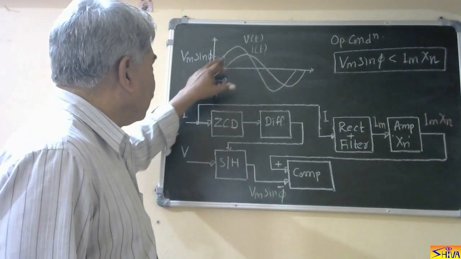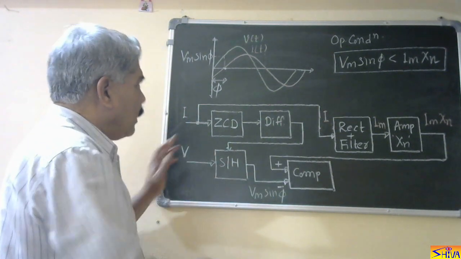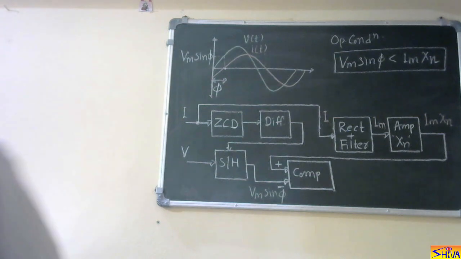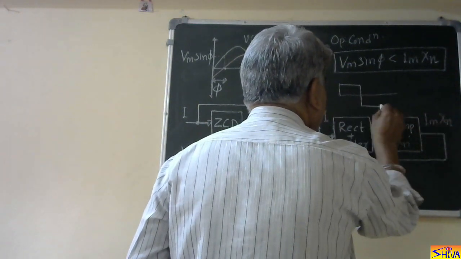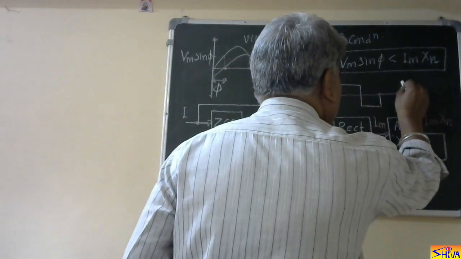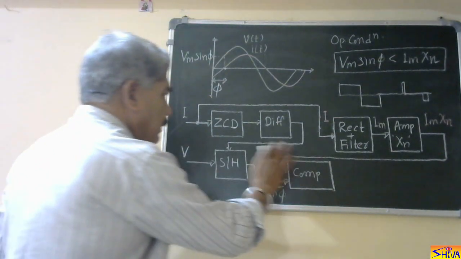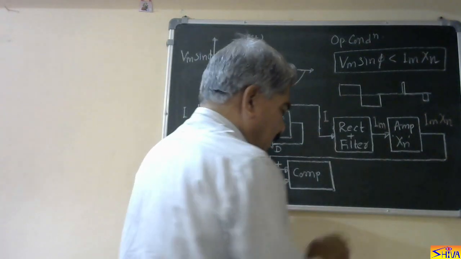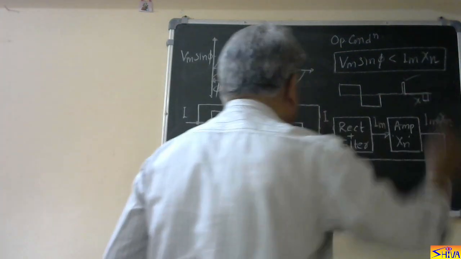Now let us see how this equation is generated using this block diagram. First I will discuss how to get Vm sin phi. The current I is given to the zero crossing detector. After the zero crossing detector, we get a signal like this. Then we have a differentiator, and at the differentiator we get a signal like this. Here we require one more block, and that is a diode, to eliminate this negative pulse. Now this is the pulse which goes to the sample and hold circuit.